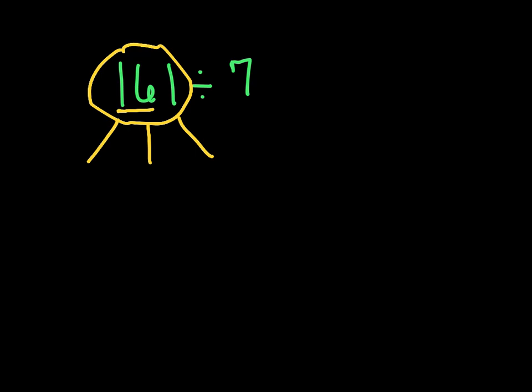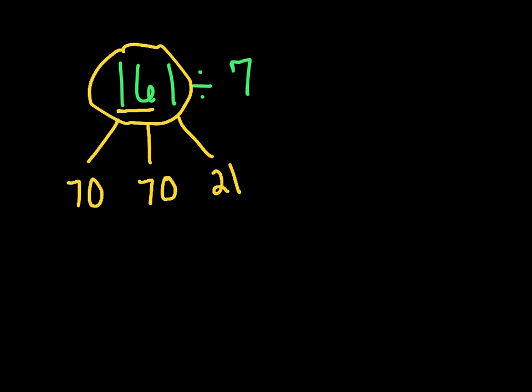So 7 can go into 140 how many times? Well, 140, if you break that up, would be 70 and 70, because you want 7 to go into those numbers evenly. So when you take 140 away from 161, you're left with how much? You're left with 21.